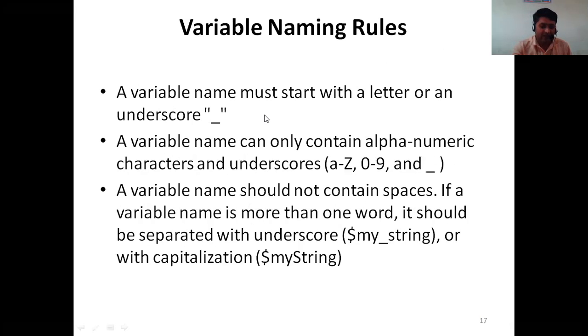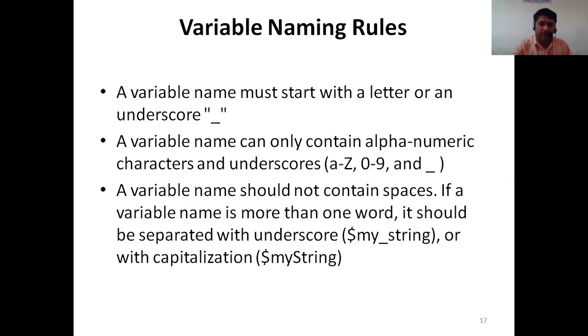Variable naming rules. There are some variable naming rules. A variable name must start with a letter or an underscore. Everyone remember that. We can start our variable name with a letter or underscore. For example, underscore kkw, that is your variable name. Underscore itdpt, that is your variable name.